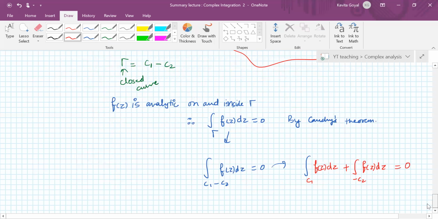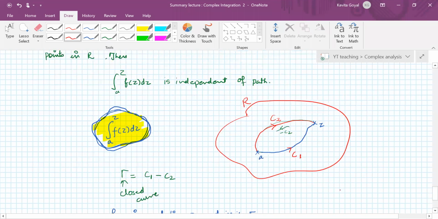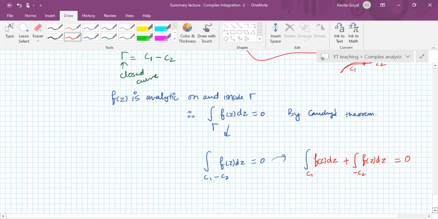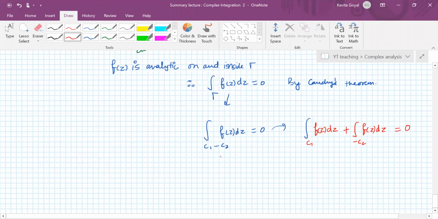We can intuitively also see that if you have an integral from here to here, along C1 to C2, you can break it along C1 plus along C2. This is equivalent to saying that for real integrals we write the integral from A to B as A to C plus C to B. This is the analogous condition. Now this here will be minus C2, the integral will be minus the integral along C2 of F(z) dz.